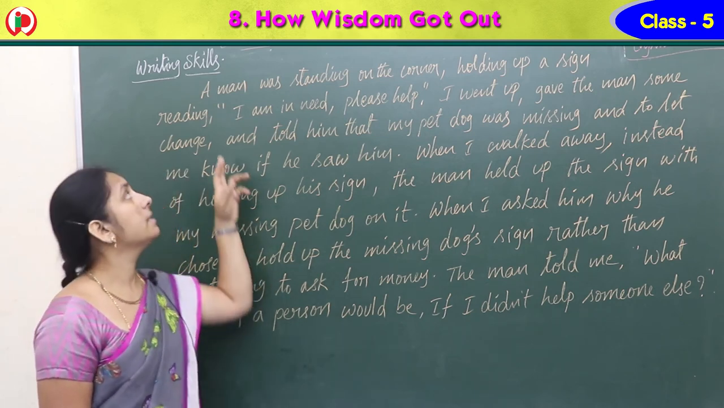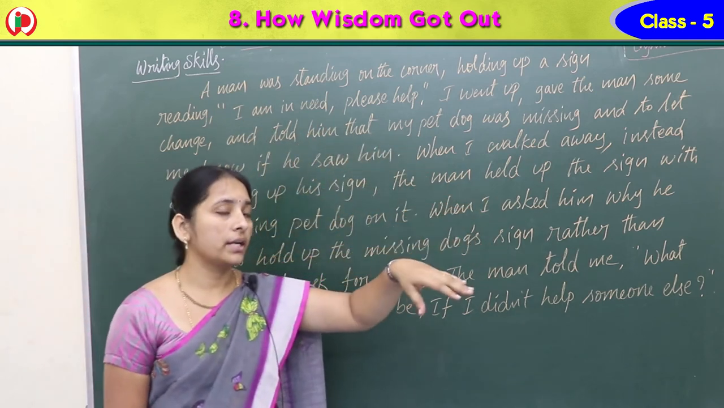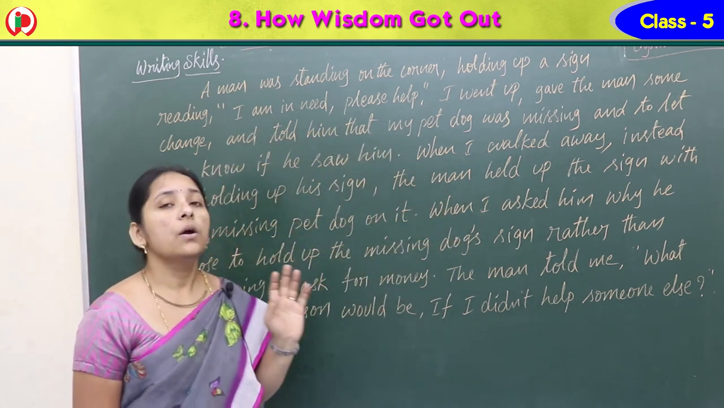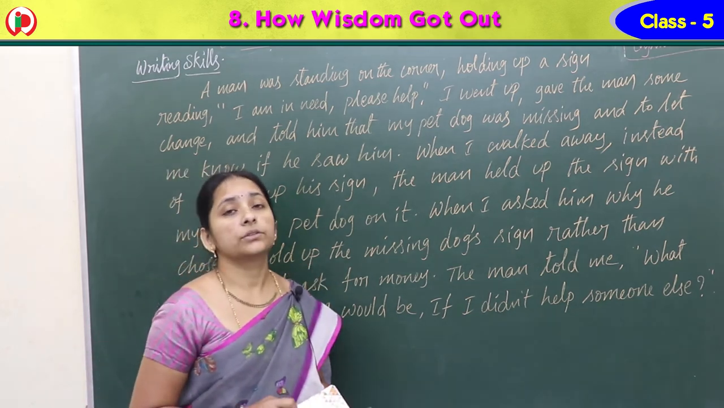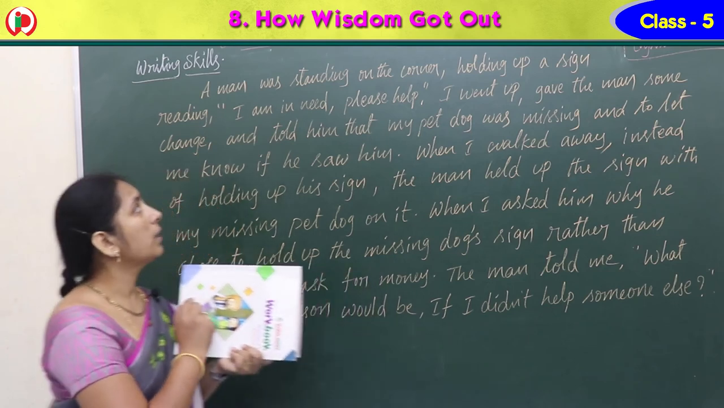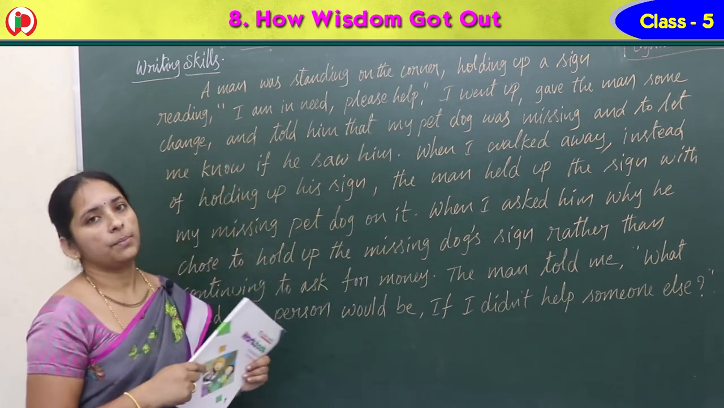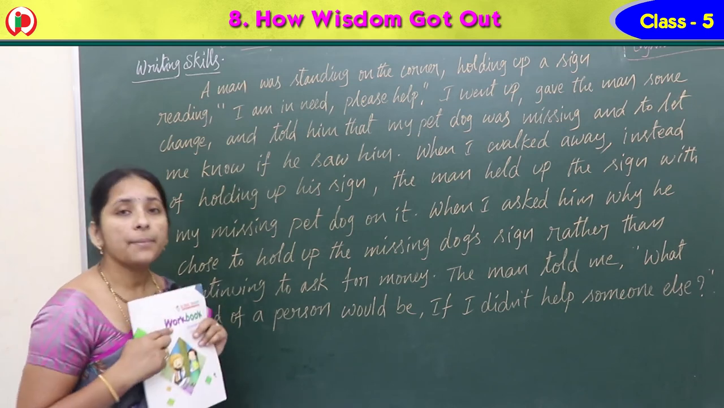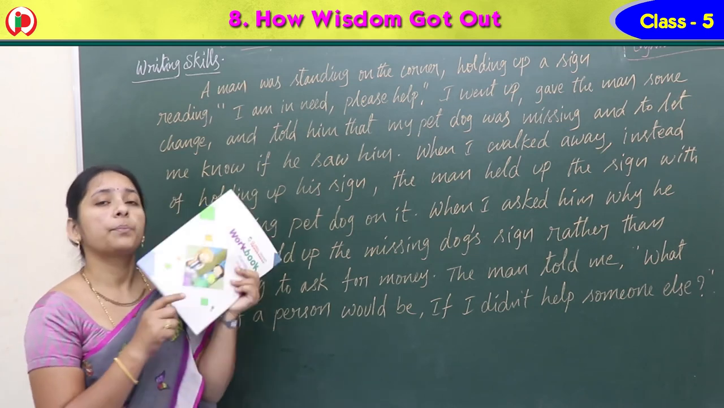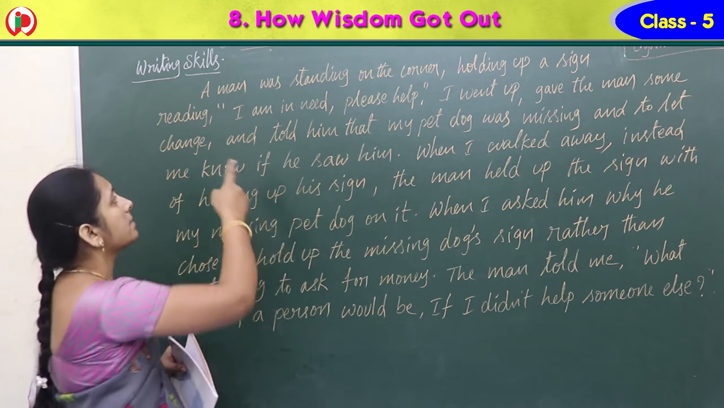Okay, see that? A man was standing on the corner. So in the corner, a person stood there holding up a sign. He has a paper placard like this. What was written, reading, I am in need, please help. So he had written, I am in need, please help. That paper sign he showed. And I went up and gave him some change.